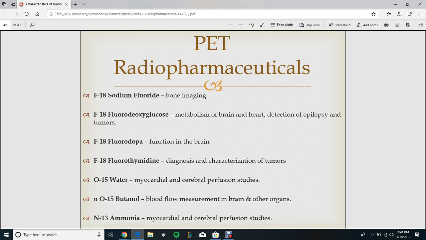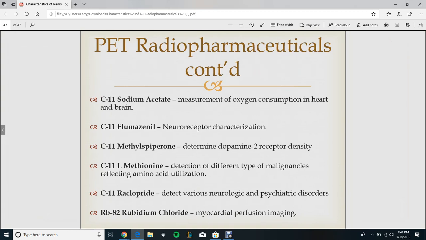O15 water is myocardial and cerebral perfusion studies. O15 butanol is blood flow measured in the brain and other organs. N13 ammonia, which is myocardial and cerebral perfusion studies. C11 sodium acetate is used for the measurement of oxygen consumption in the heart and brain.